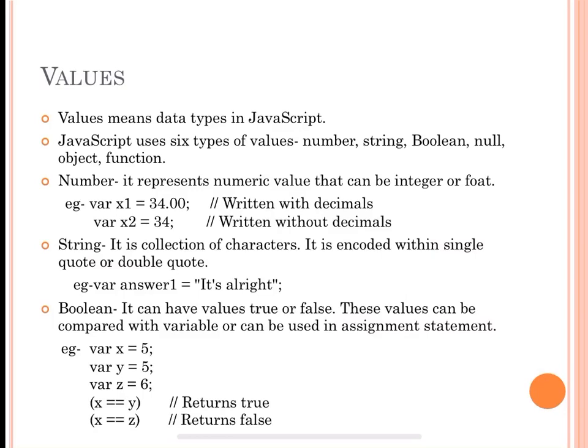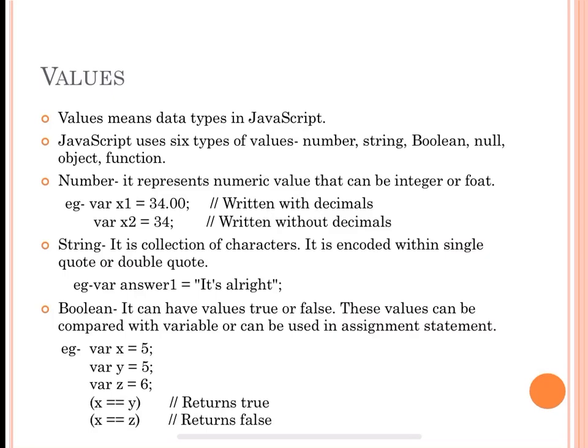Okay, the next slide consists of values in JavaScript. Values are nothing but the data types in JavaScript. So basically there are 6 types of data types, that are number, string, boolean, null, object and function. These are the 6 types of data types in JavaScript. So let us discuss them one by one.